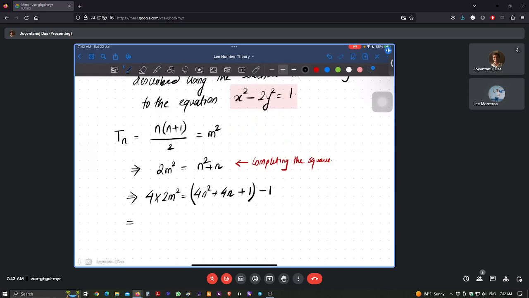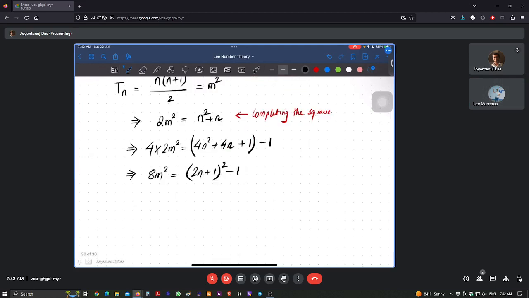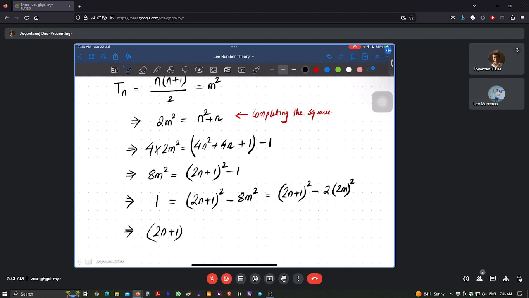So this is what I mean by completing the square, right? So what I have is 8n square equals to 2n plus 1 whole square minus 1, right? Okay. So now if I send 1 to the other side and 8m I bring to this side, minus 8m square. So this is nothing but 2n plus 1 whole square minus 2 into 2m whole square, right? Because I can take inside 4. So 2n plus 1 whole square minus 2 into 2m square is equal to 1, right?